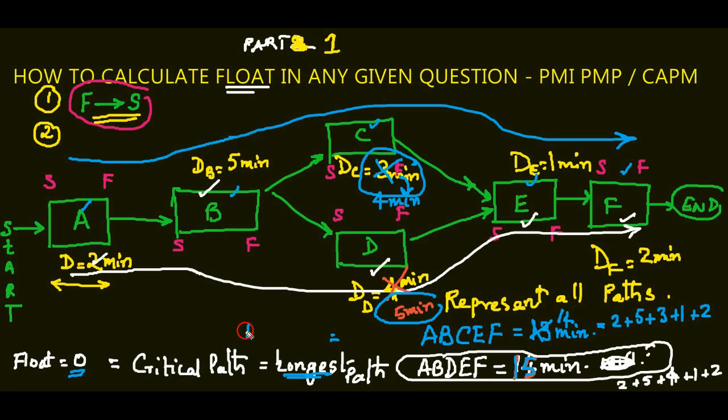Here float is 1. How I calculated float is 1: longest path 15 minus 14 is 1. 15 minus 14, float is 1. I hope this concept is clear now.